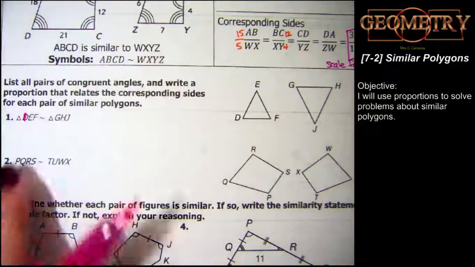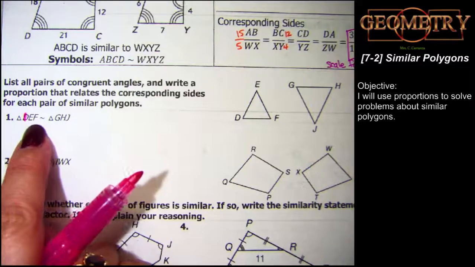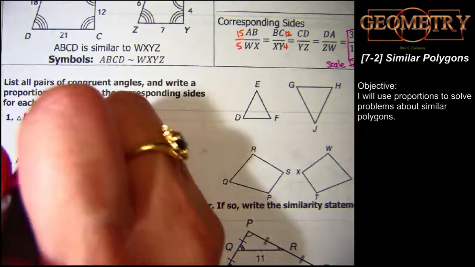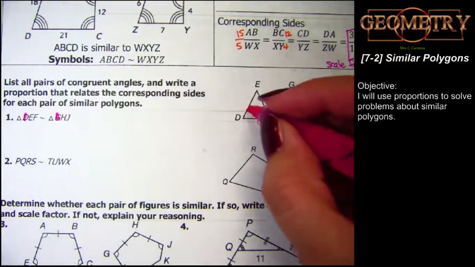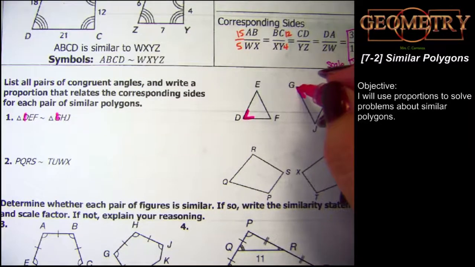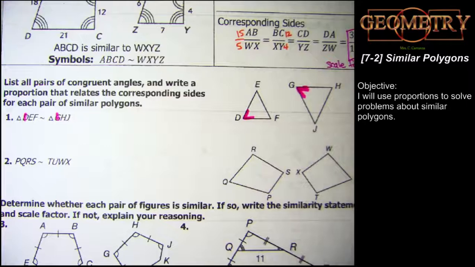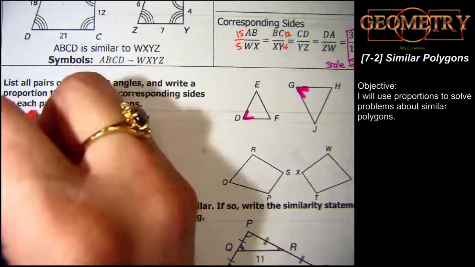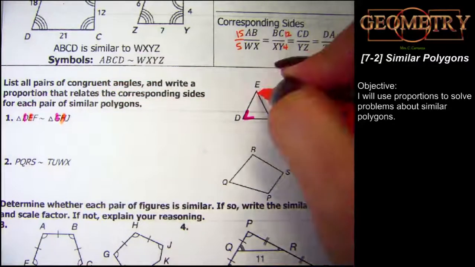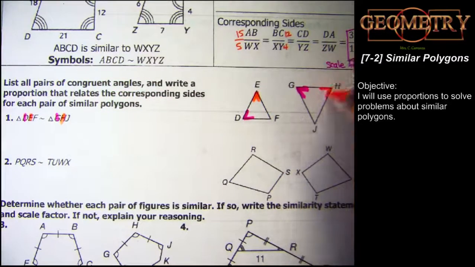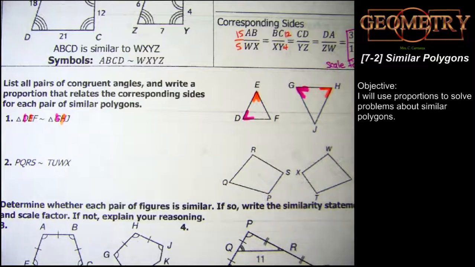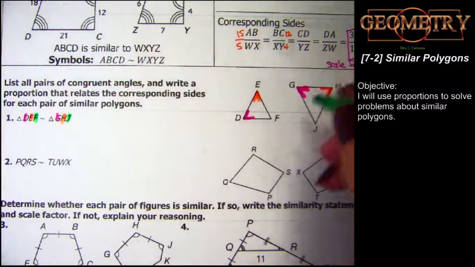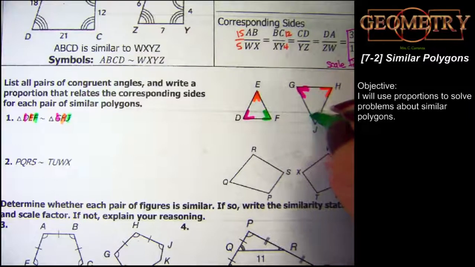So in this triangle, DEF is similar to triangle GHJ. The D and the G are both listed first, and so those vertices are corresponding. I see E and H next, and so those vertices, those corners, are corresponding. And then F and J, those corners are corresponding.